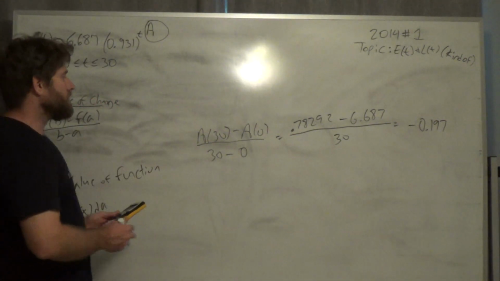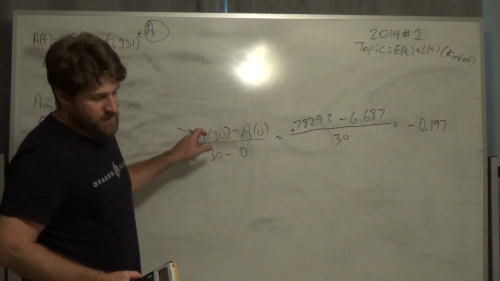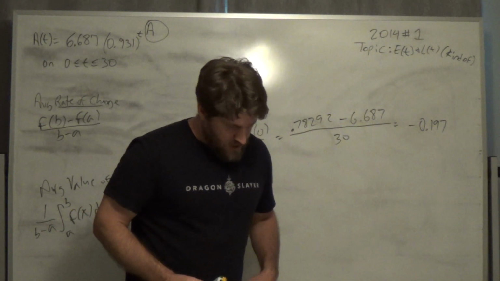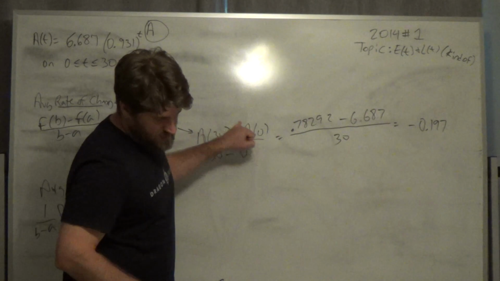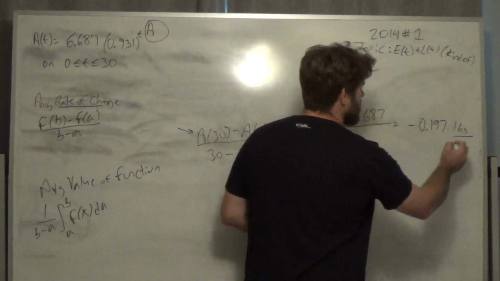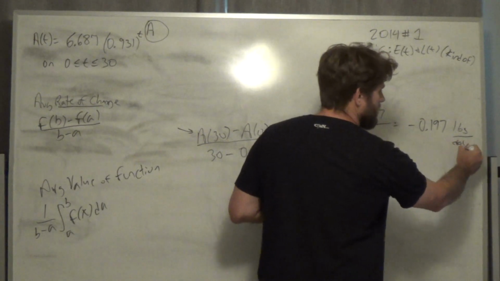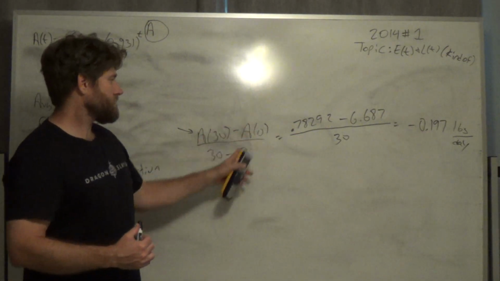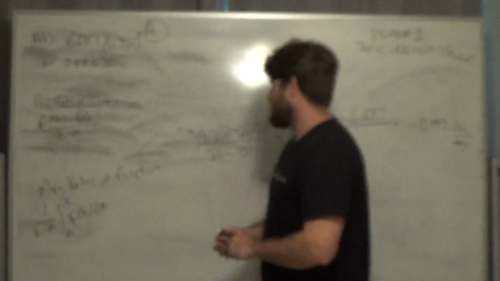Now, just look at what we subtracted. What did we subtract on top? A of 30 and A of 0. If you read the problem, those are dealing with the amount of grass clippings. So this is pounds. Right here, A of t is measured in pounds. So on top we subtracted pounds, and then on bottom the 30 and the 0 are in days. So this is pounds per day. And that's answer 1. Alright, I'm going to go ahead and erase this, and we'll go to part B.